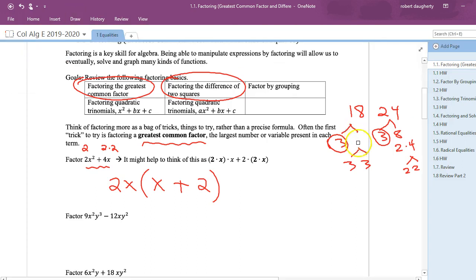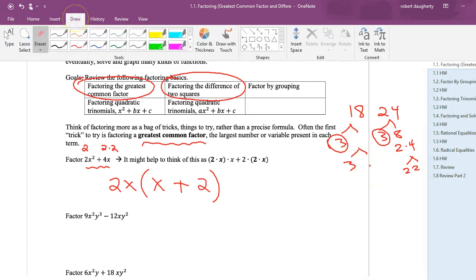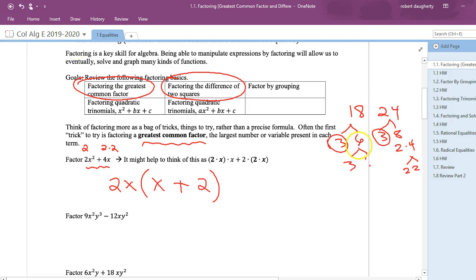Yeah, so 3 times 6, and then that's 2 times 3. And so if it looks like, oh, that's 3 times 2. Yeah, so the greatest common factor here is going to be 6, okay, because they each have a 3 and a 2 in common, okay? Okay, let's look at the next one, okay?